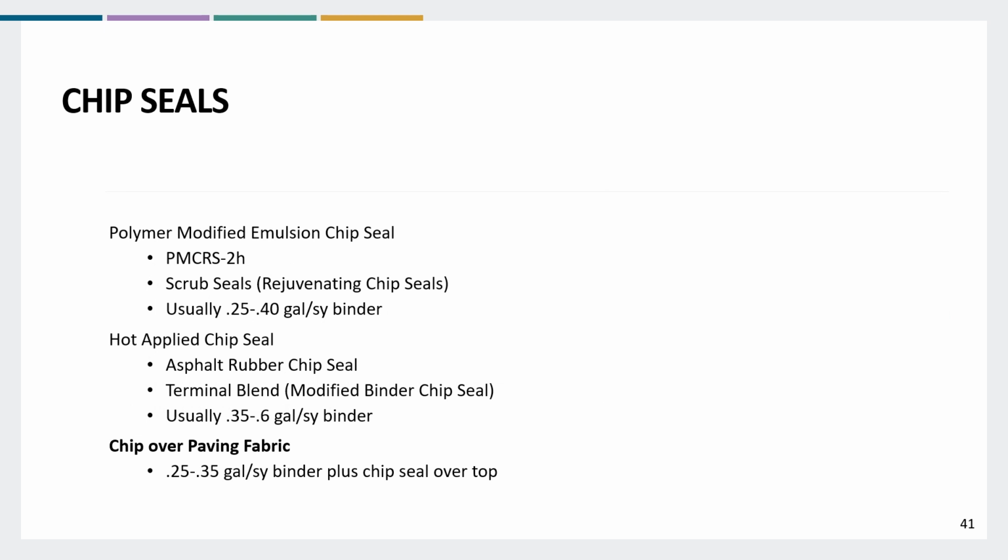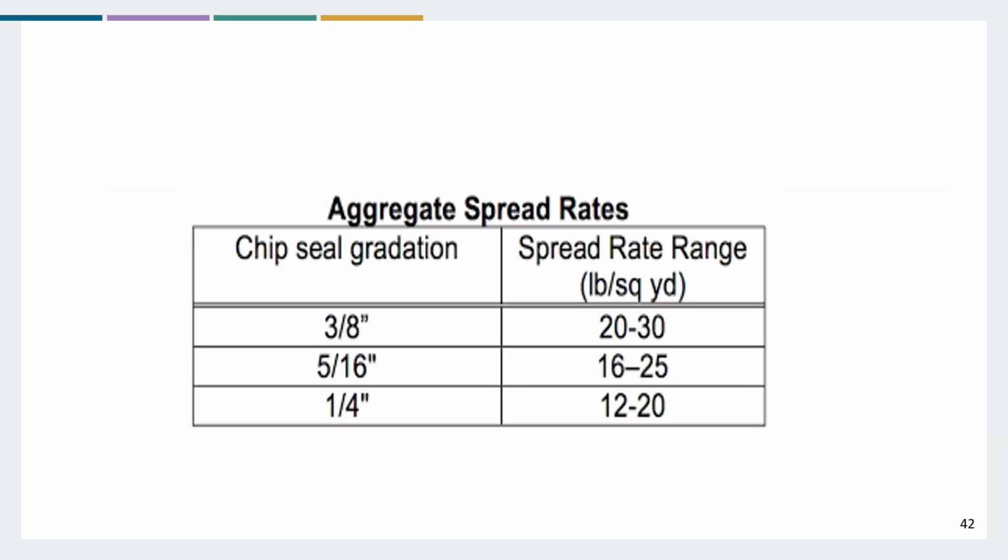There are two types of chip seals. Emulsion chip seals are usually applied at 0.25 to 0.4 of a gallon per square yard binder, or hot applied chip seals, asphalt rubber, which are field blend or terminal blend, which are usually applied at 0.35 to 0.6 of a gallon a square yard of binder. Typical chip seal gradations are 3/8, 5/16, and 1/4 inch. And some agencies use a larger aggregate, 1/2 inch.